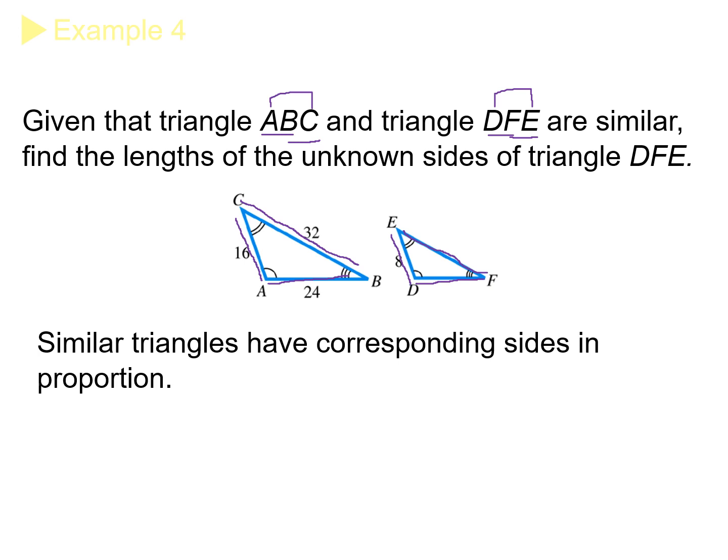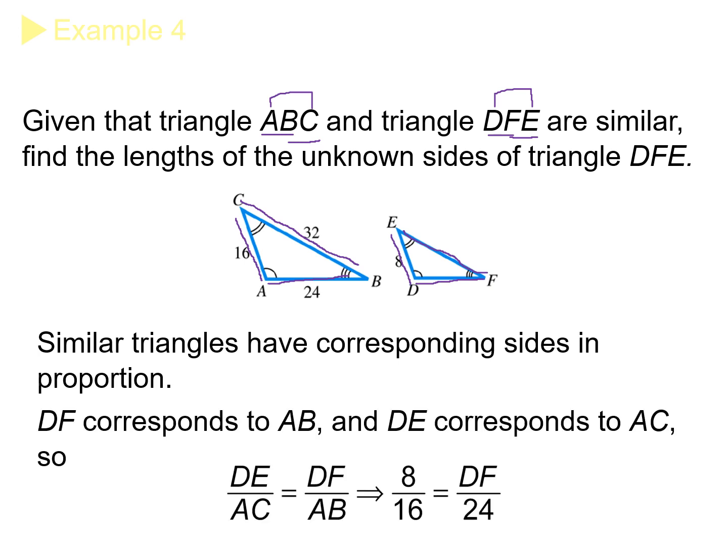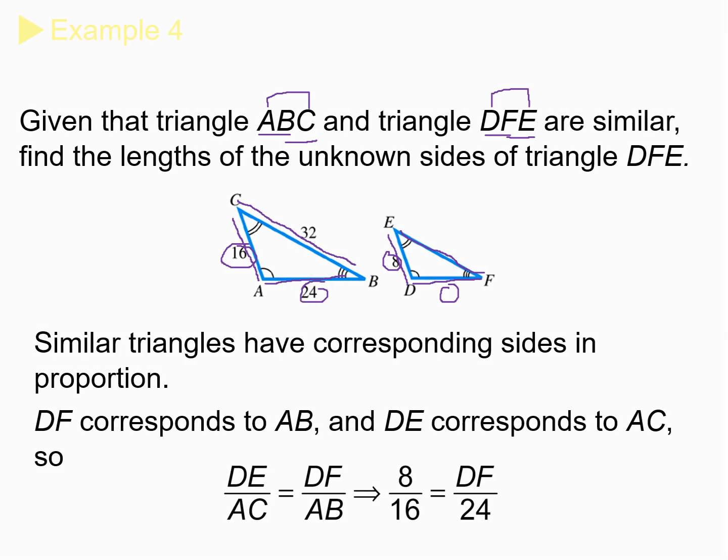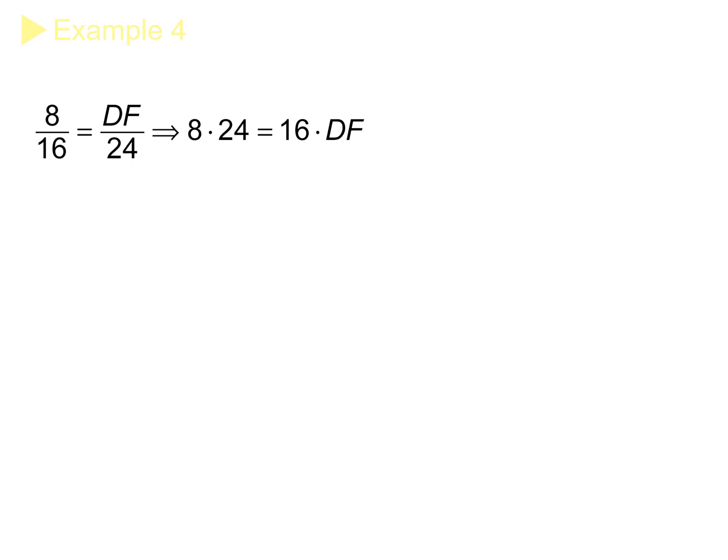Once you have your sides organized, you see that DE divided by AC has to equal DF divided by AB, or 8 divided by 16 has to equal DF divided by 24. Doing a little arithmetic, cross multiplying, 8 times 24 is 16 DF, so DF is equal to 12.